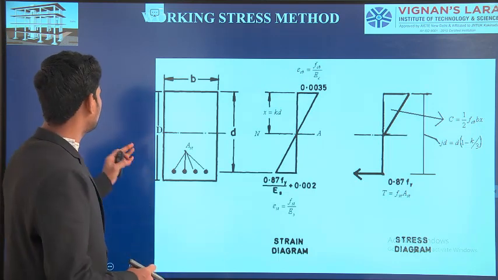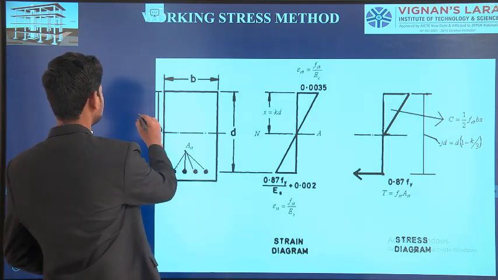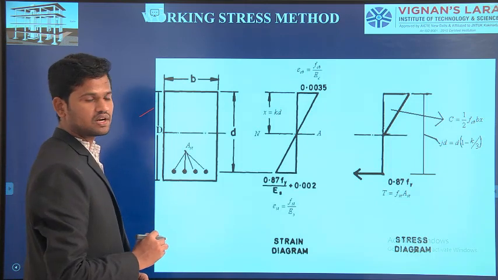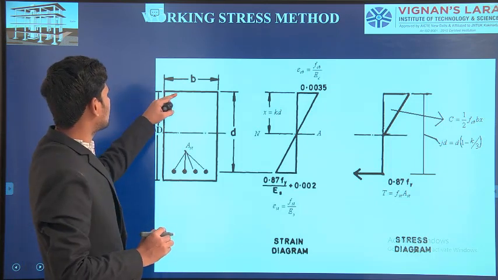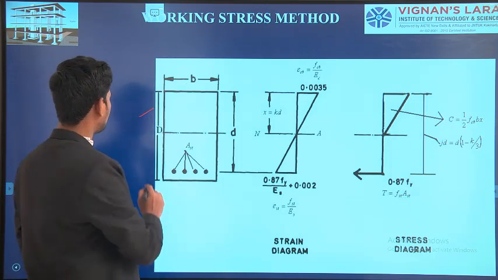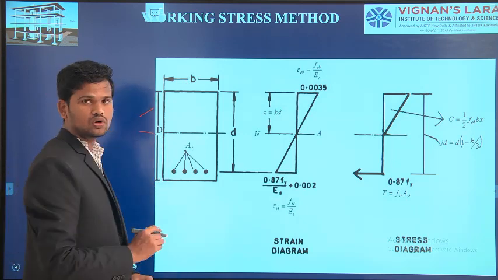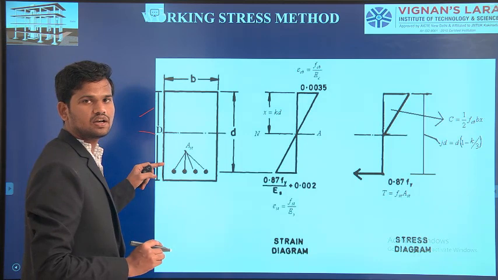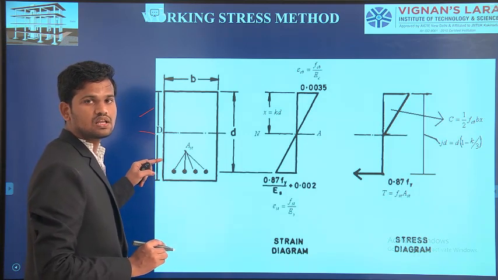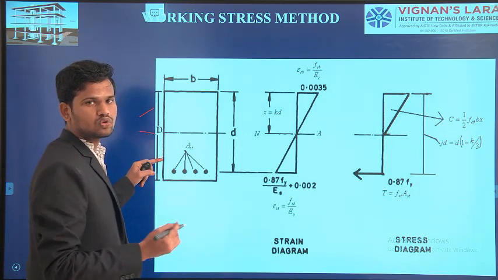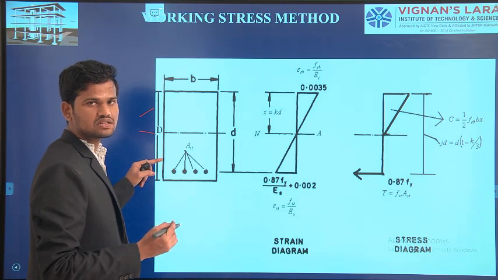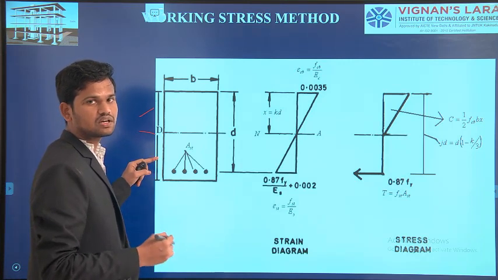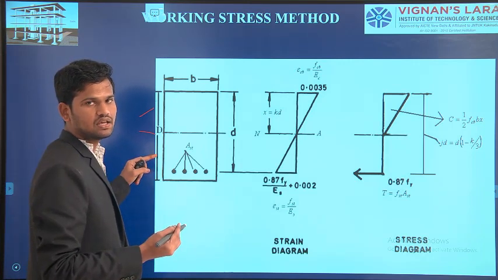We will see here, this is one simply supported rectangular beam. You have the width of the beam as B, and D is the total depth of the beam. Reinforced concrete means we embed steel into the concrete to enhance the tensile strength and the compressive strength. That concrete is called reinforced concrete.